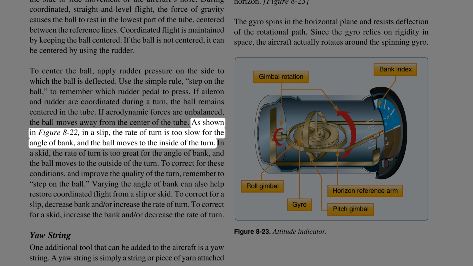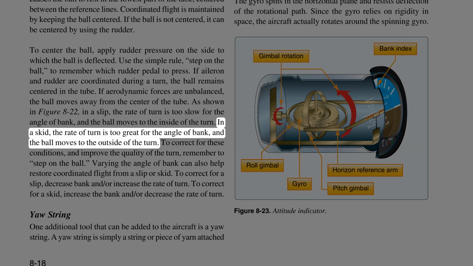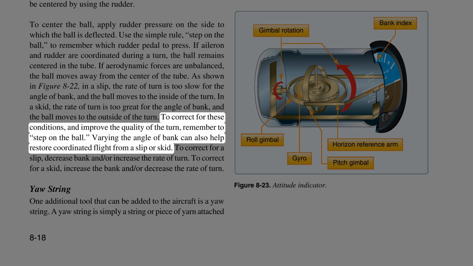As shown in Figure 8-22, in a slip, the rate of turn is too slow for the angle of bank, and the ball moves to the inside of the turn. In a skid, the rate of turn is too great for the angle of bank, and the ball moves to the outside of the turn. To correct for these conditions, and improve the quality of the turn, remember to step on the ball.